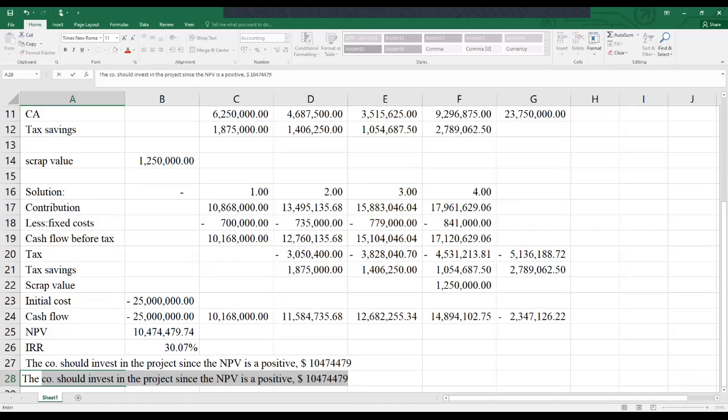The company should invest in the project since the IRR, since the IRR of 30.07% is greater than the cost of capital, 12%.